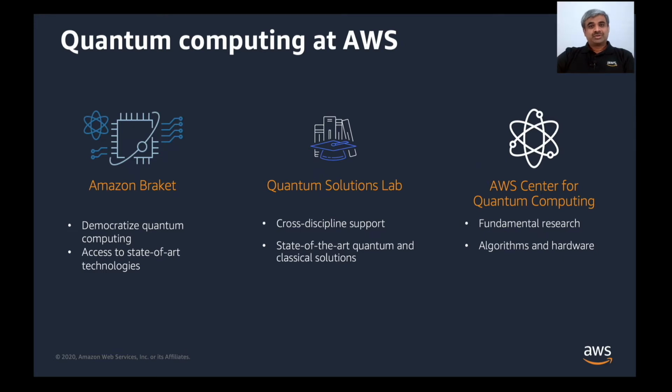Quantum Solutions Lab is a program that allows customers to work with leading experts in quantum computing, machine learning, and high-performance computing. This program is meant to identify the most promising applications of quantum computing for customers' business and get them quantum ready. AWS Center for Quantum Computing is a research center close to Caltech that is bringing together the world's leading quantum computing researchers, scientists, and engineers. The mission is to accelerate development of quantum computing hardware and software.